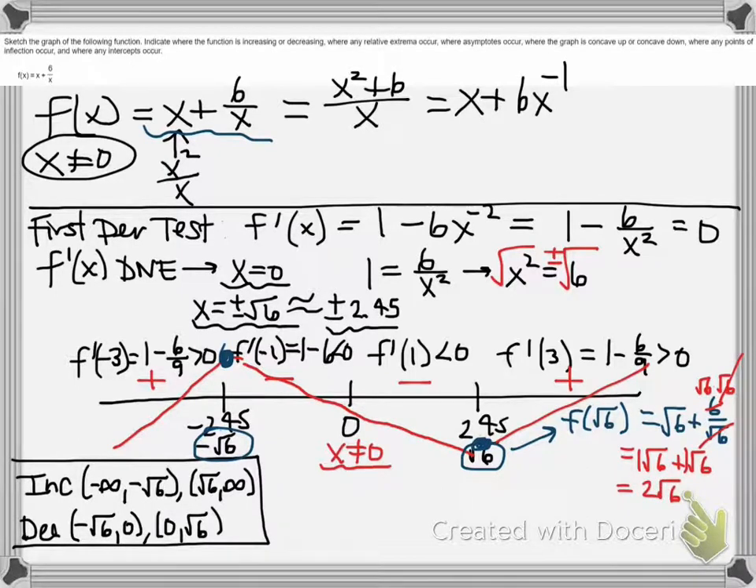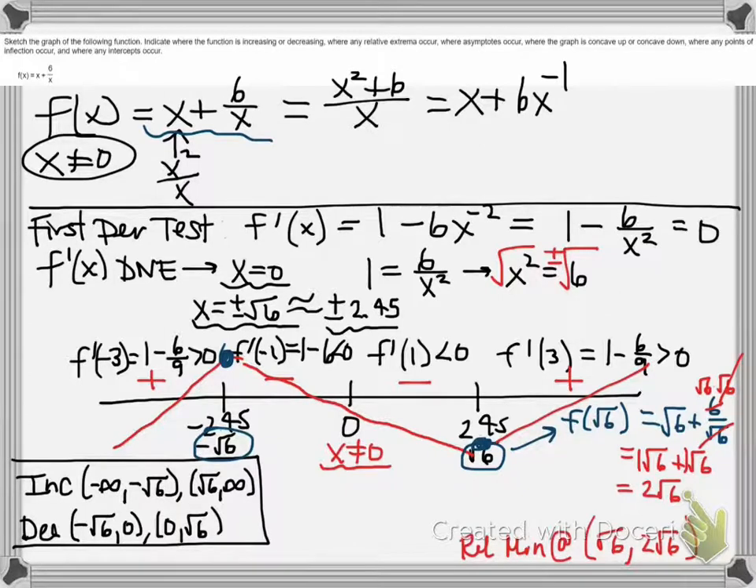So that minimum point, I'm going to put relative minimum, is at the ordered pair square root of 6 and 2 square root of 6.